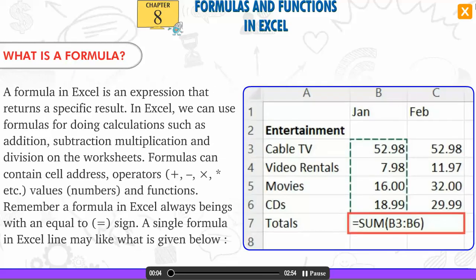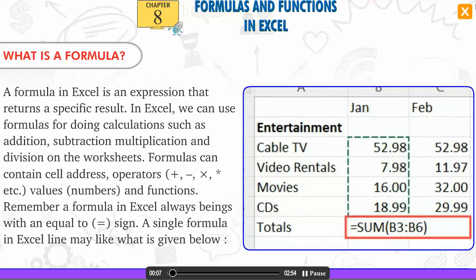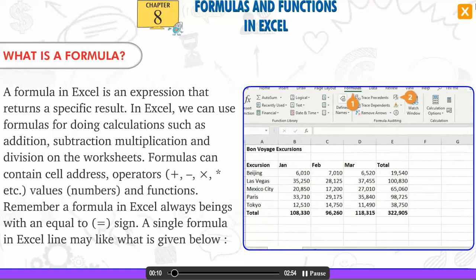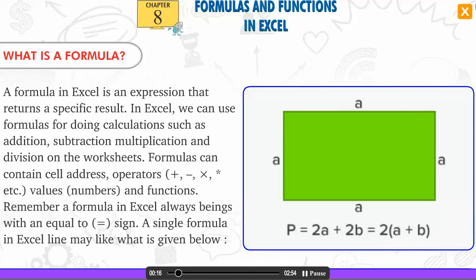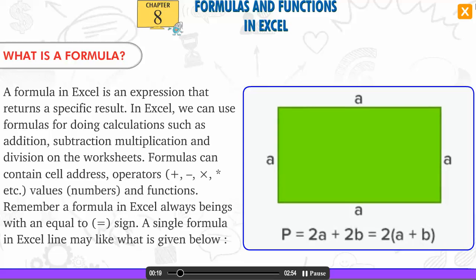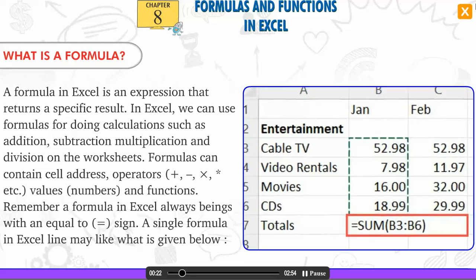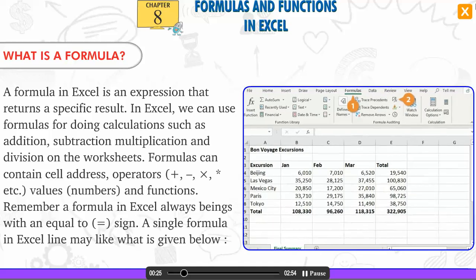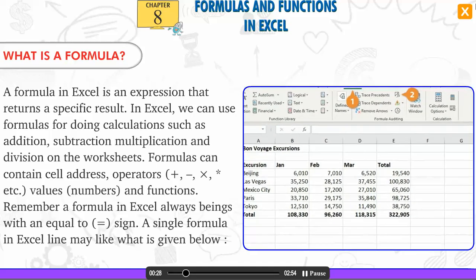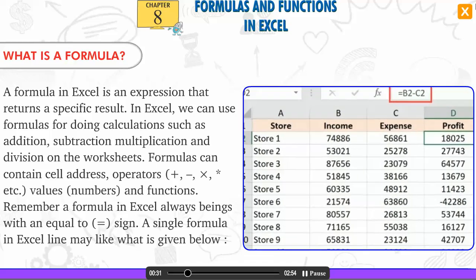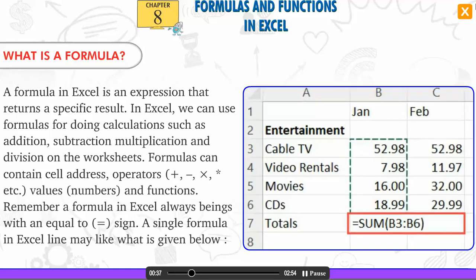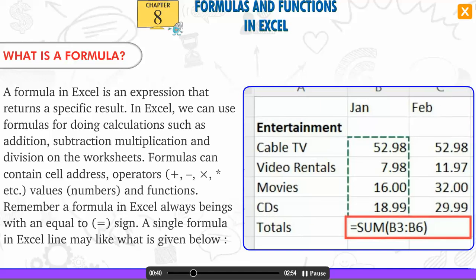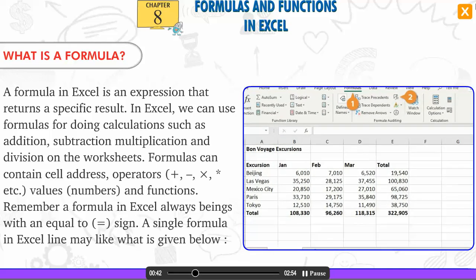What is a formula? A formula in Excel is an expression that returns a specific result. In Excel, we can use formulas for doing calculations such as addition, subtraction, multiplication and division on the worksheets. Formulas can contain cell addresses, operators (plus, minus, multiply, asterisk, etc.), values, numbers and functions. Remember, a formula in Excel always begins with an equal to sign.